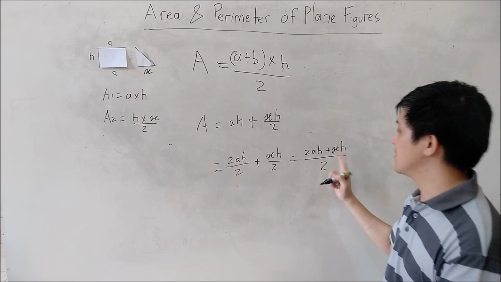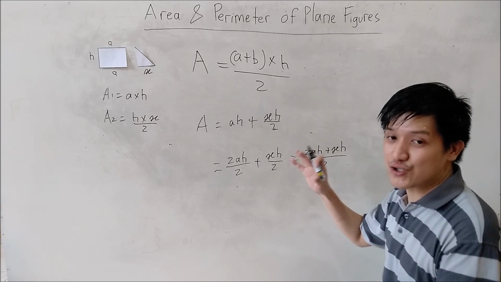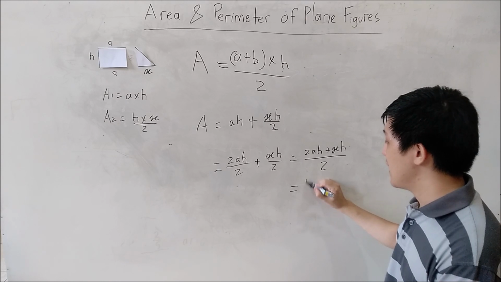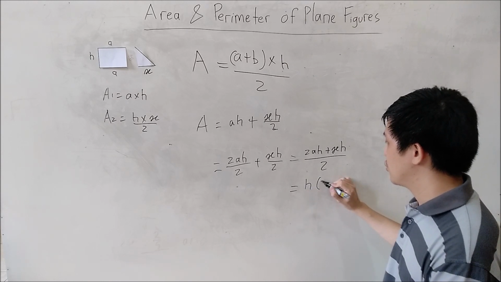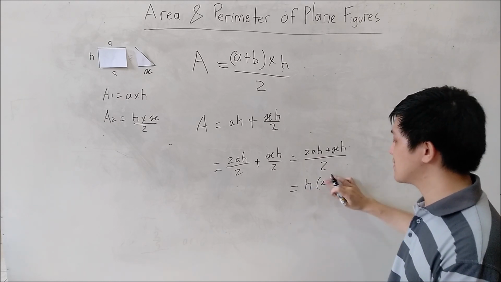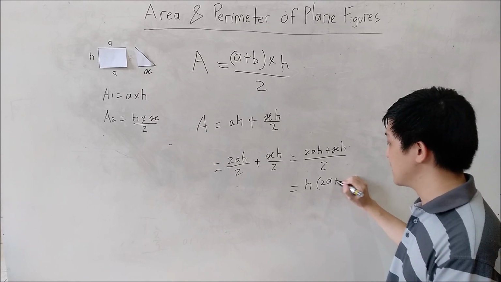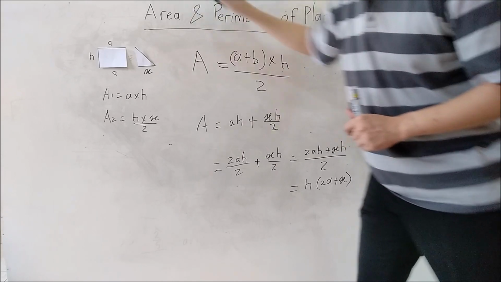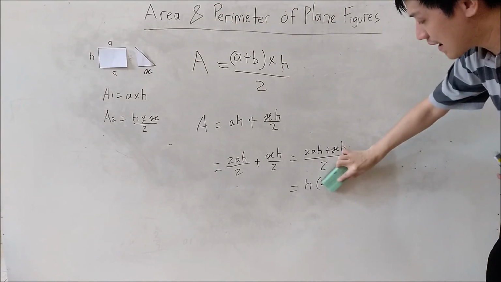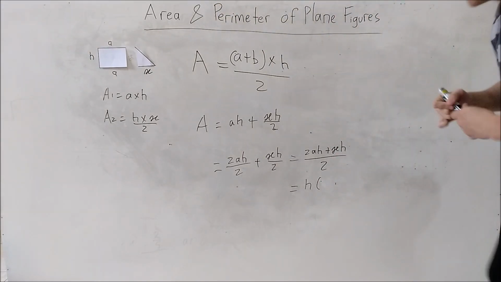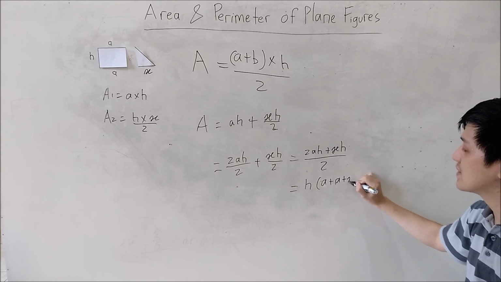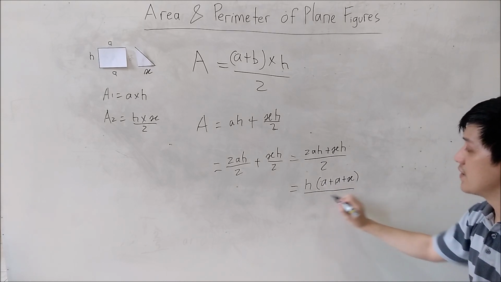How do you factorize this one? We will take out the h. We will factorize the h from the equation. So we will have h times (2a plus x), right, in here. However, I will not put 2a plus x, but I will write it as (a plus x) divided by 2.